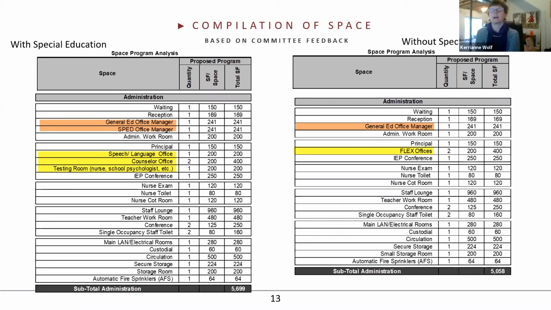Go ahead, Marty. Sorry, Carrie Ann, I heard that in that instance, there was at least a need for 3 flex offices for speech, counselor, and testing, instead of the 2 that we have indicated. No, because if you take over on the special ed side on the yellow, if you make 2 out of that 200, that should be sufficient. We're talking about the general side now.